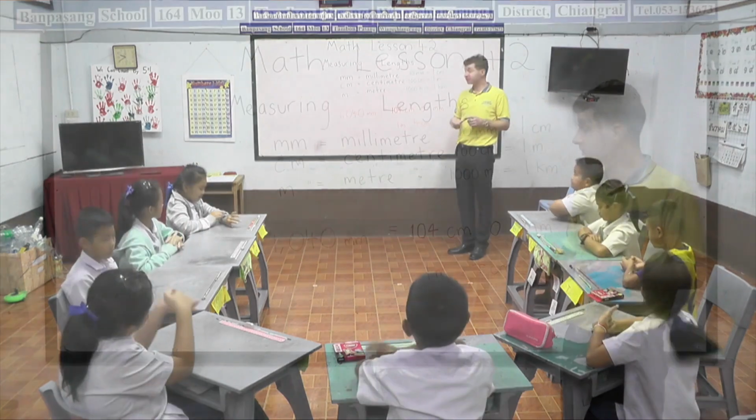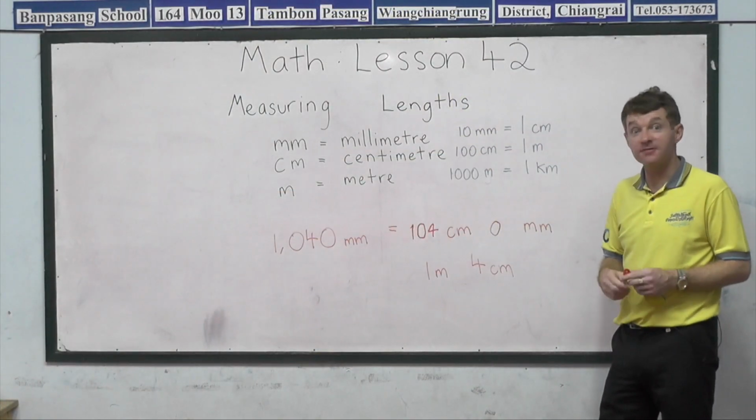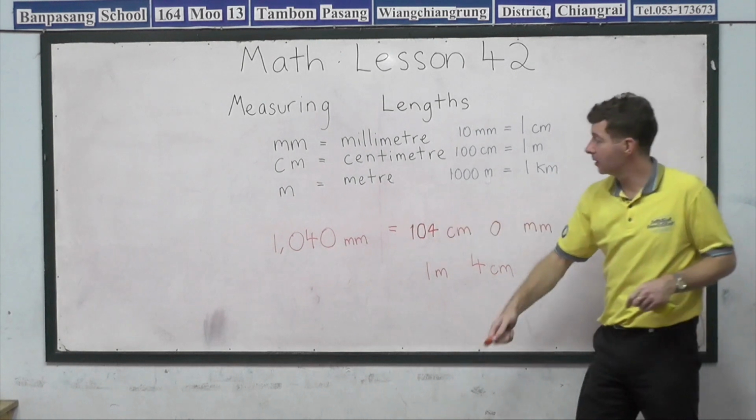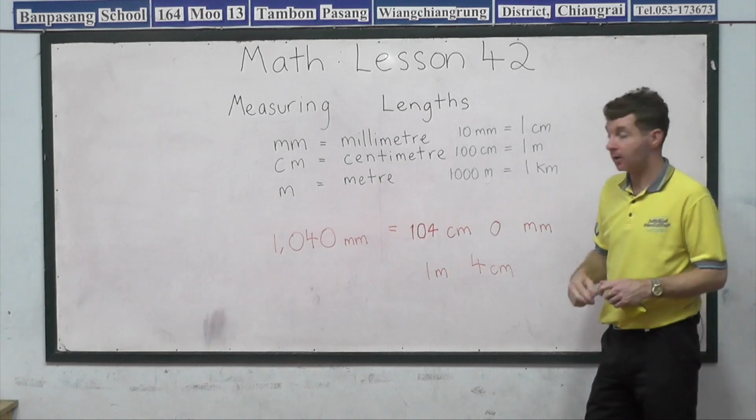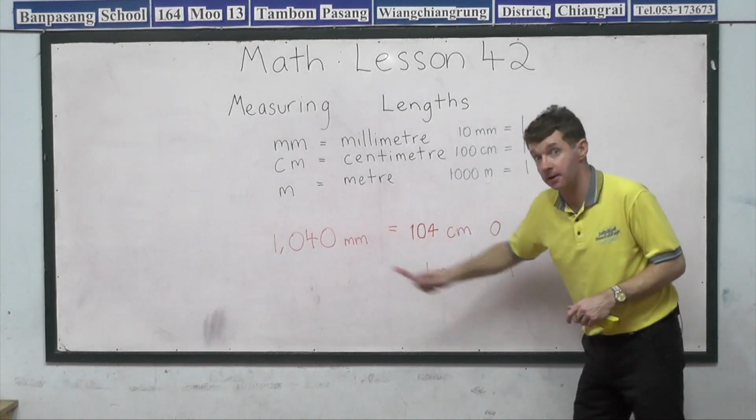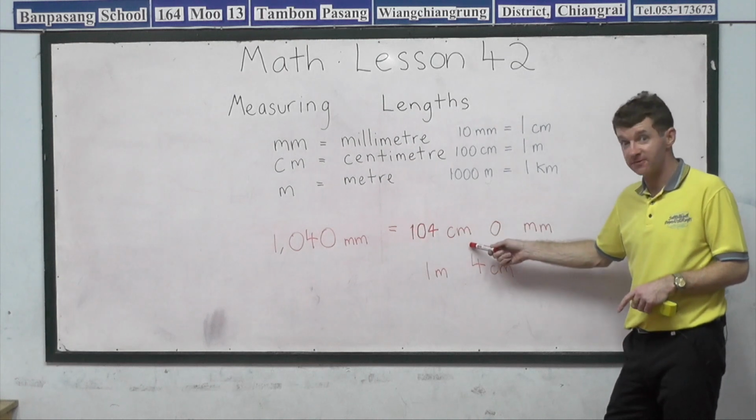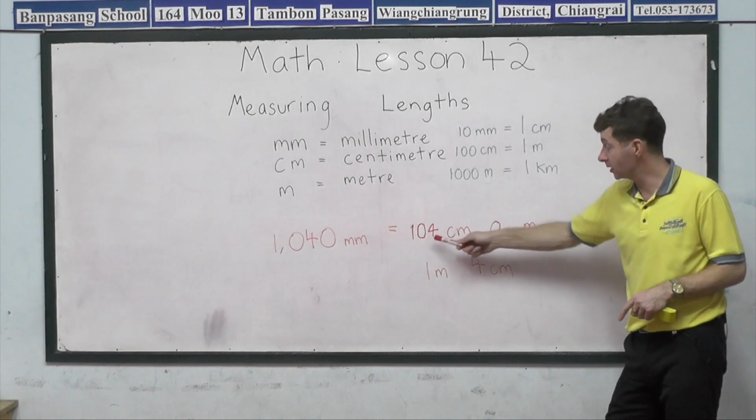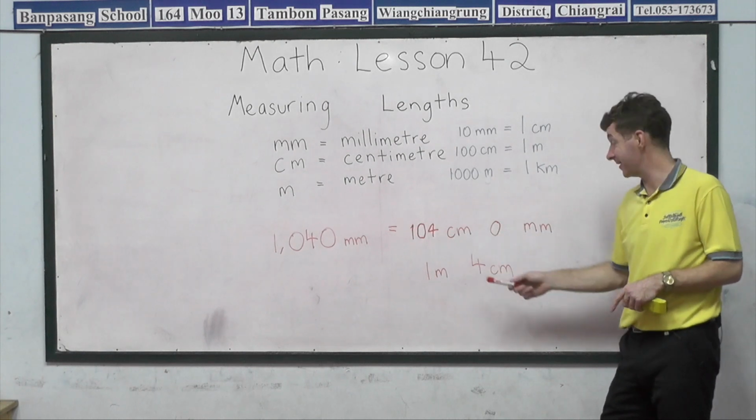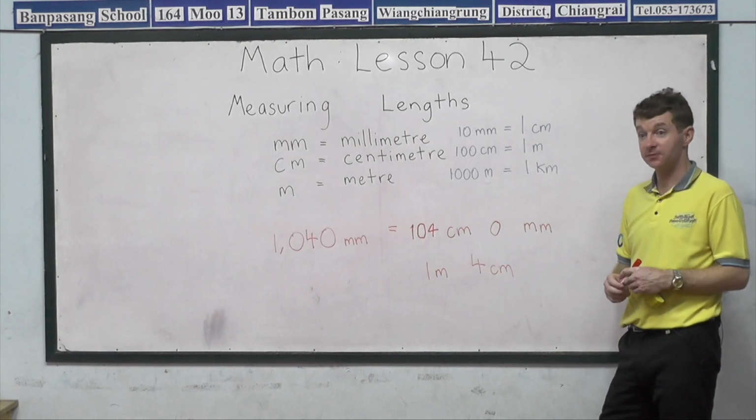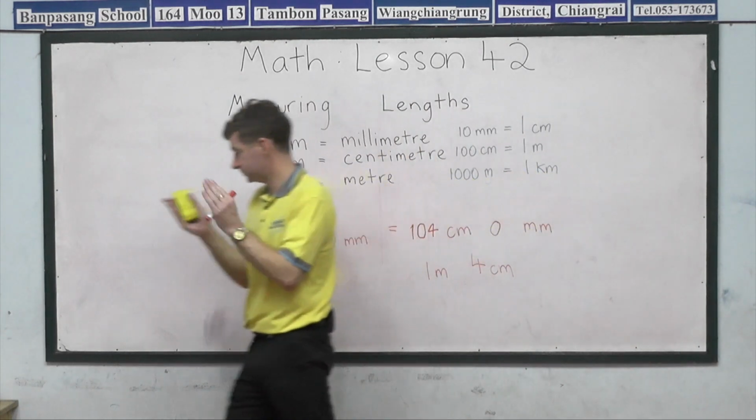You see, guys, all of these are the same length. It's exactly the same length, but we just use it with different units. 1040 millimeters equals 104 centimeters. 104 centimeters equals 1 meter, 4 centimeters. Understand? Excellent. Round of applause.